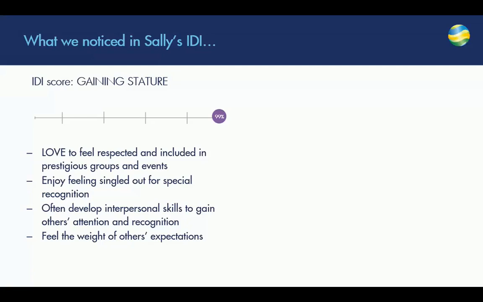But the other side of the coin for gaining stature is that it makes people very, very conscious of what other people think about them. And they often will feel the weight of others' expectations. And they often don't want to disappoint and are approval seeking.